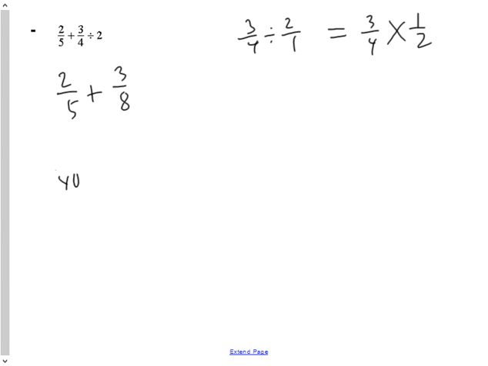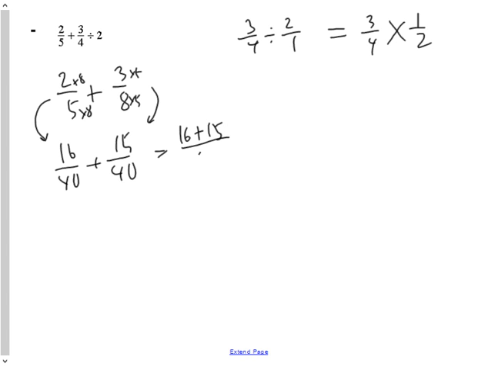Now we find common denominators. Now we find equivalent fractions, because if I multiply this by 8 and this by 8, I get 16/40. Multiply this by 5 and this by 5, I create an equivalent fraction of 15/40. Add the numerators, keep your denominator. Your final answer is 31/40.